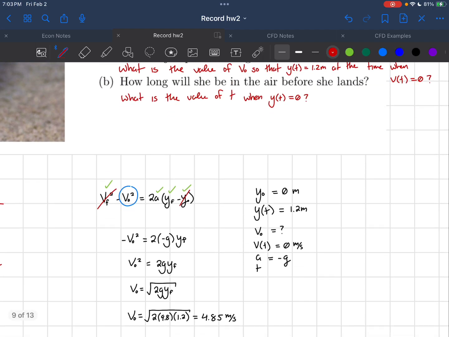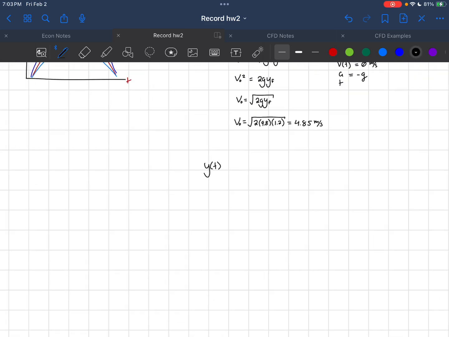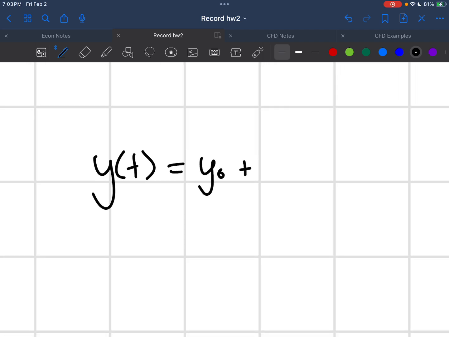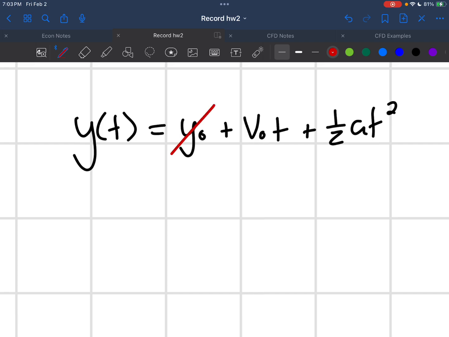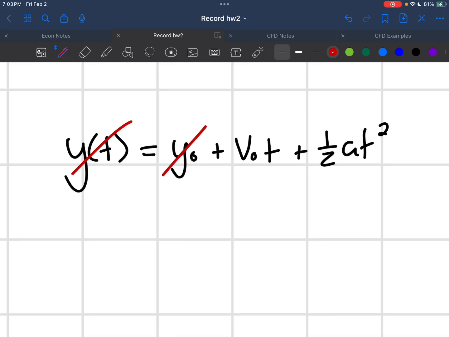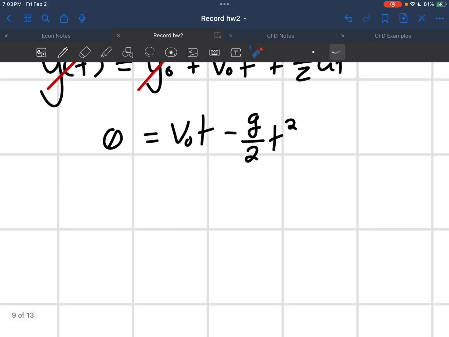So in this one, I'm going to set up y of t equals y naught plus v naught t plus 1/2 a t squared. And again, my y naught I set to 0, my y I set to 0, my v naught I just solved for, and my acceleration is still negative g. So plugging all that in, making it look nice, I have 0 equals v naught t minus g over 2 t squared. Then I'm solving for t.